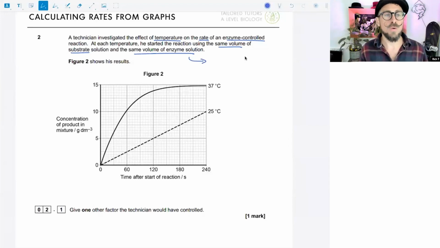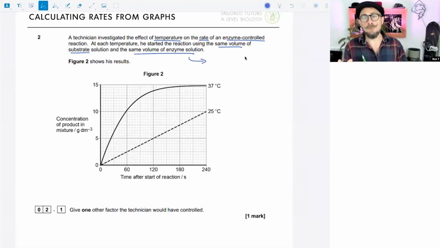Give me something to work with here, peeps. Got the same volume of substrate. What about concentration of substrate? We don't know. Same volume of enzyme. What about concentration of enzyme?